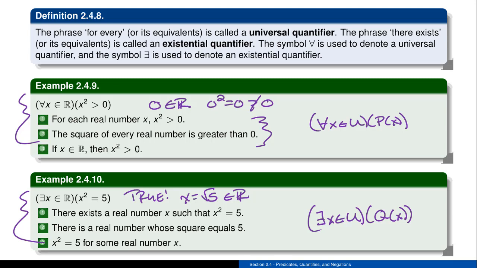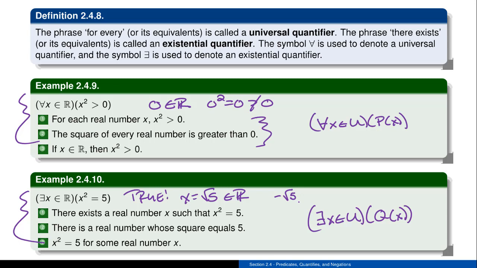It is, however, not the only one. We obviously know that the negative square root of 5 is also a real number, and it also has that property. So it's not saying anything about there having to be only one. That will come up when we start talking about uniqueness. But for now, this is just the notion that there is at least one that does the trick.